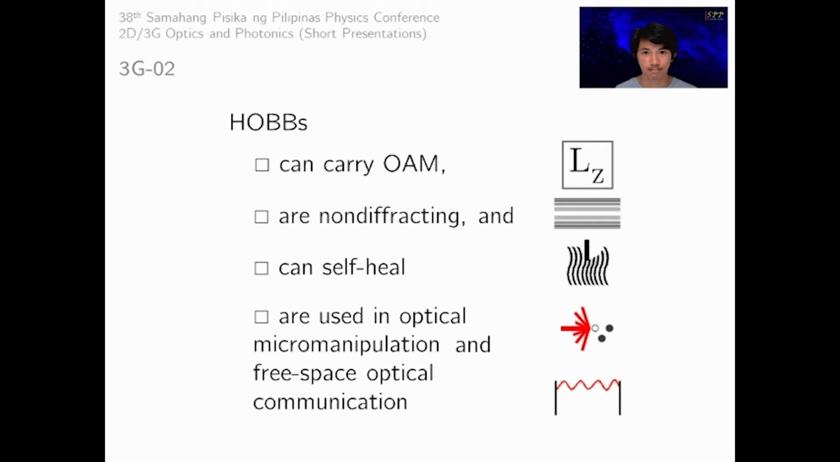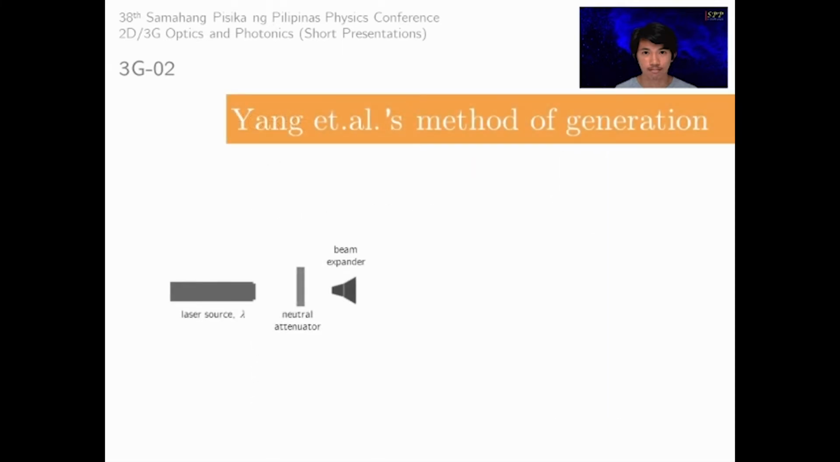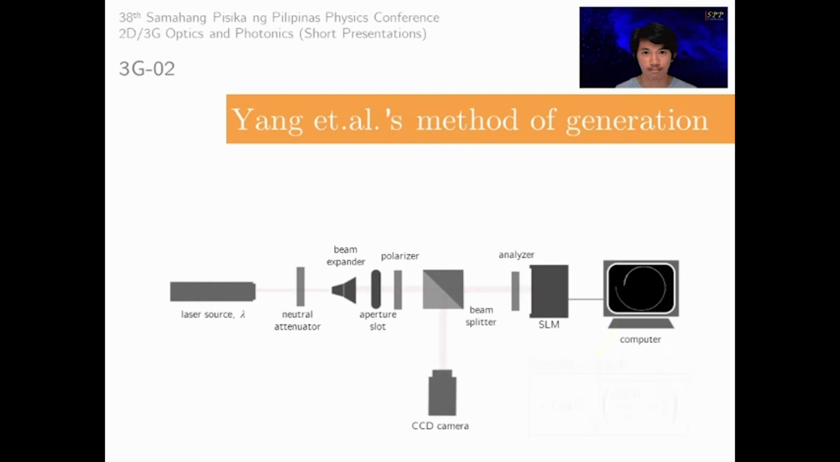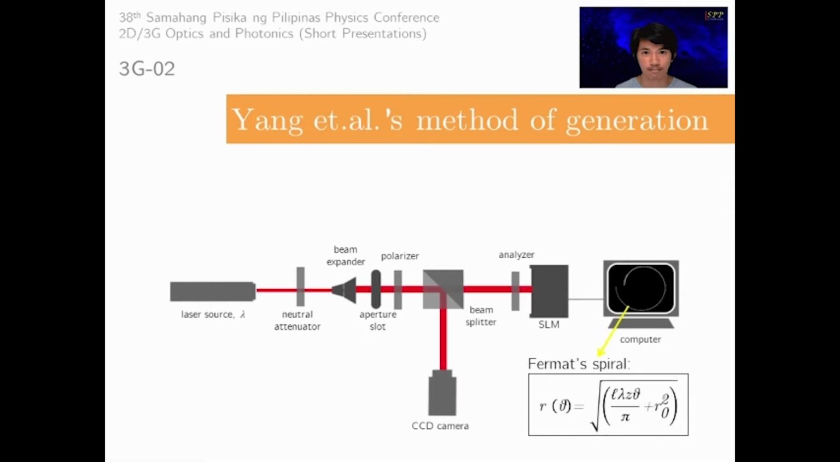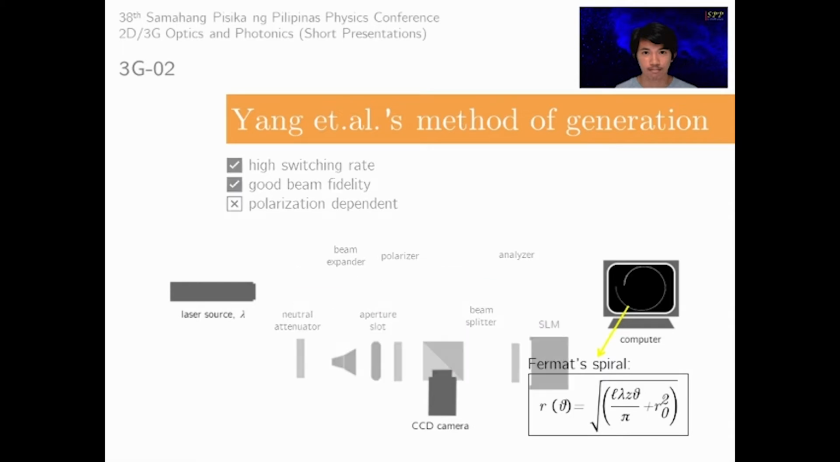This demands more ways to generate hubs. Lately, Young et al. devised a diffraction setup to generate these beams utilizing a spatial light modulator, or SLM, as a spiral slit, modeled from Fermat's spiral. While SLMs allowed a fast switching rate to various slits, using an SLM made their setup dependent on the polarization of the incident beam, and a better alternative is proposed.